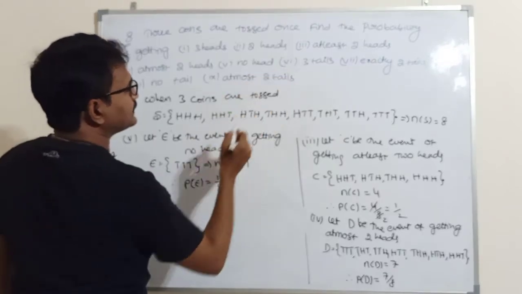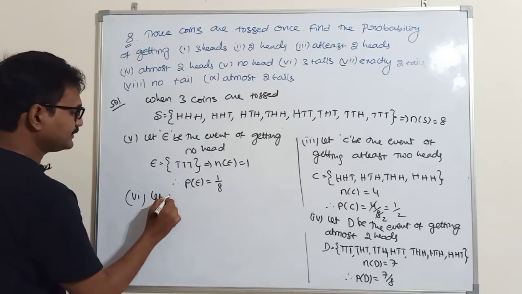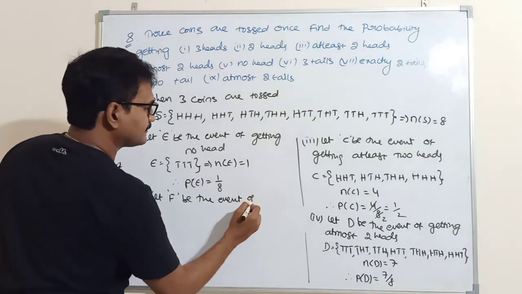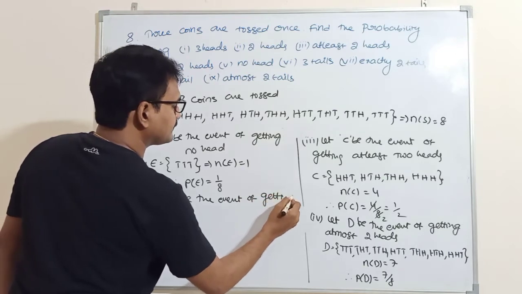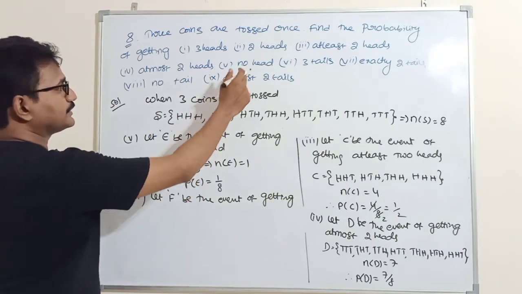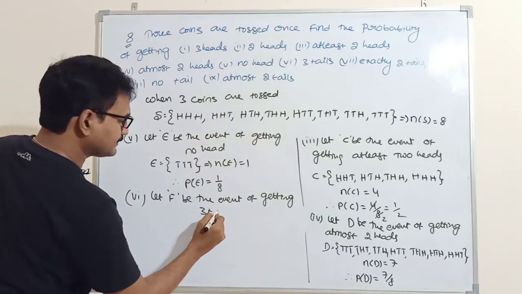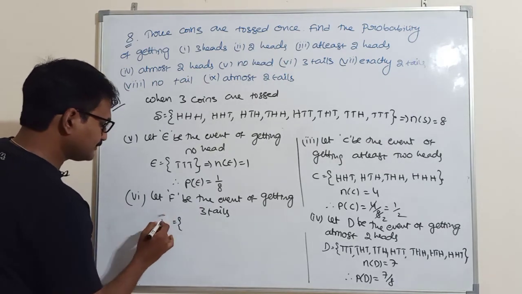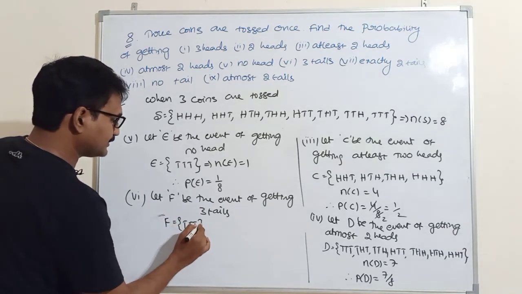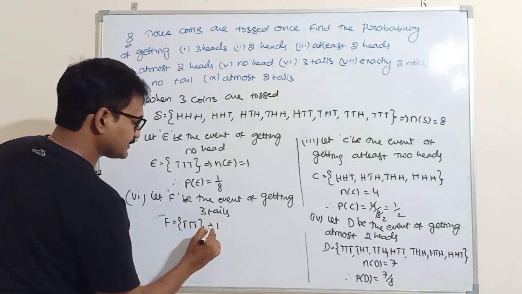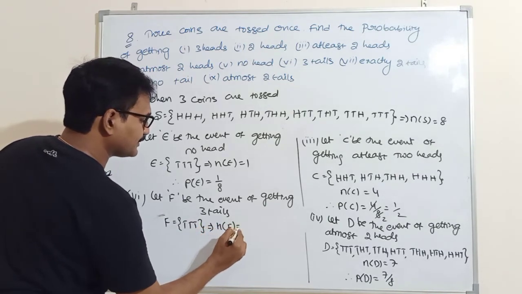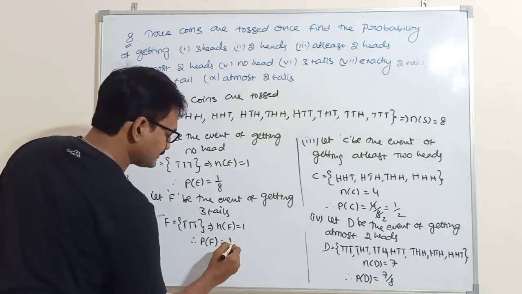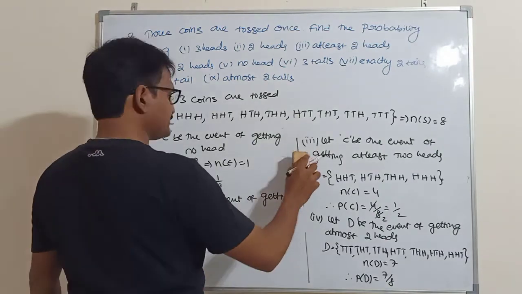Next, sixth question. Sixth question is 3 tails. Let F be the event of getting 3 tails. So F is equal to triple T. So again, number of sample points is only 1. Therefore, P of F, probability of getting 3 tails, is 1 out of 8. Next, seventh question.